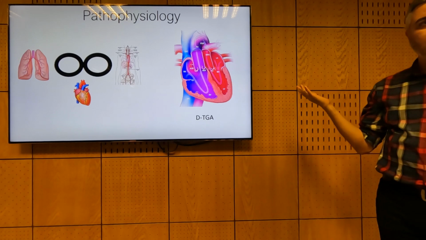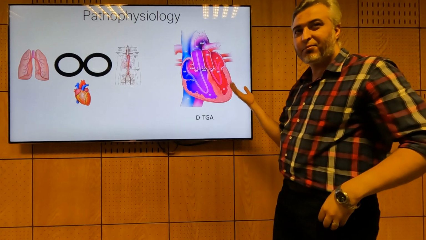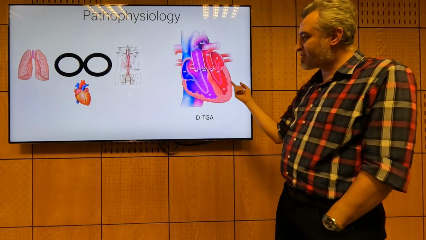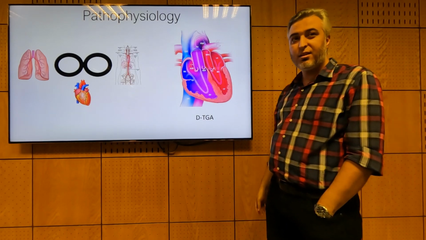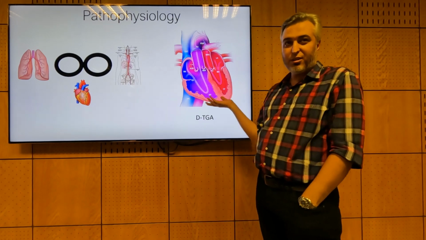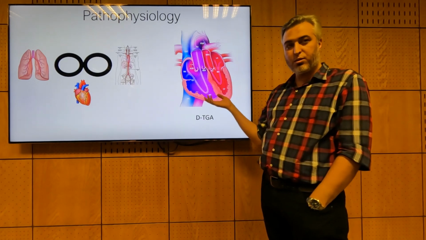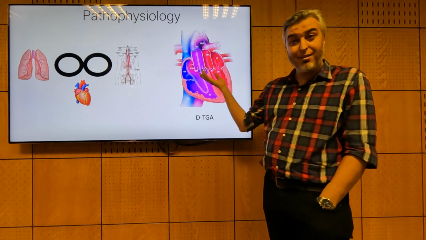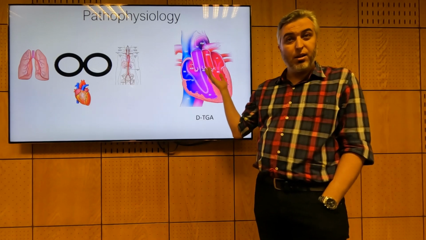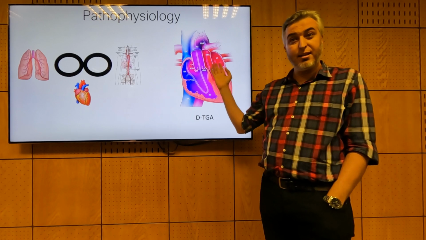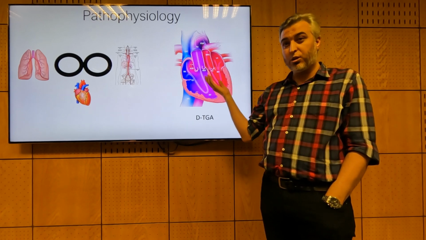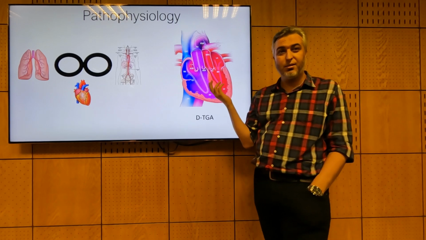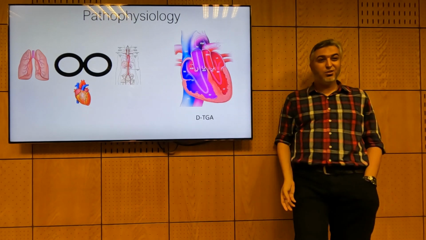So what happens in TGA? Which ventricle has worse compliance? RV. RV wall thickness is more than LV wall thickness. So RA pressure should be higher than LA pressure. And so, if a patient gets an ASD, you would expect it to shunt right atrium to left atrium. Correct? You just said so.